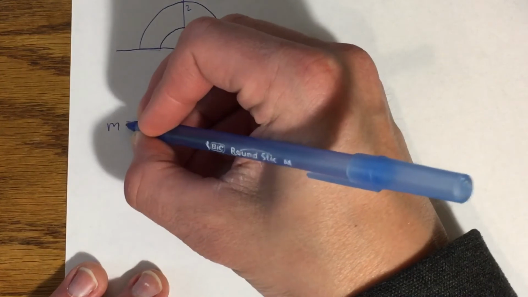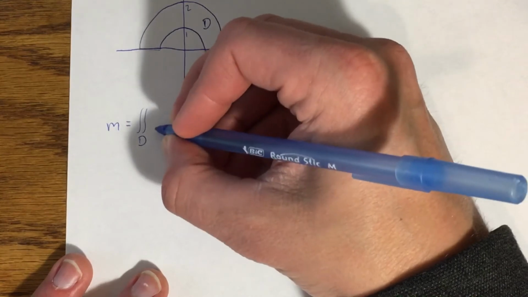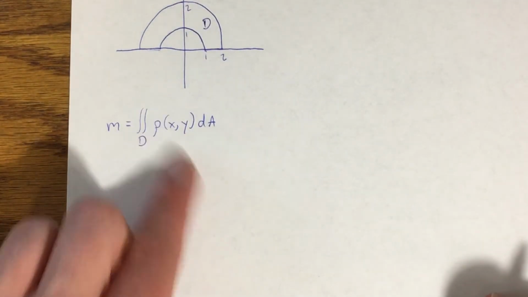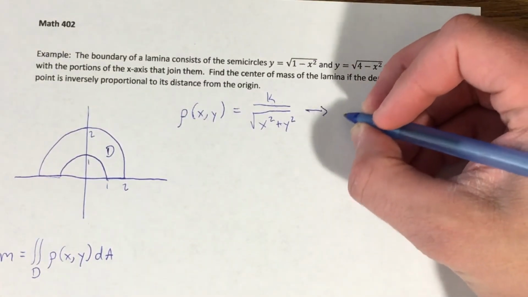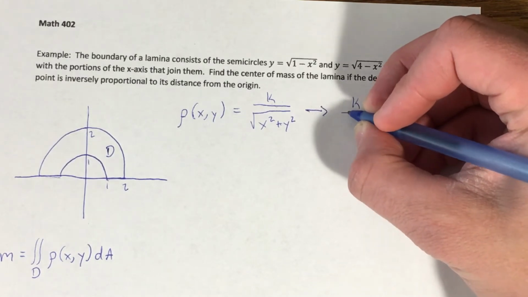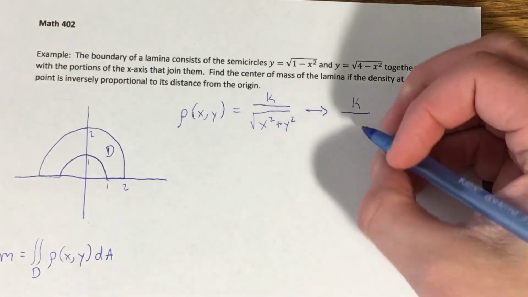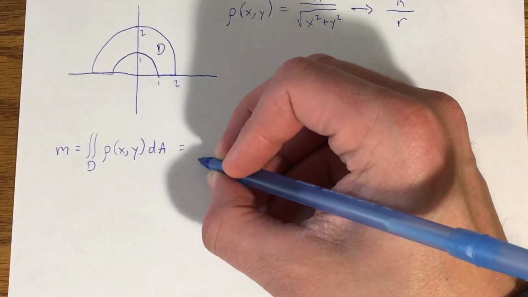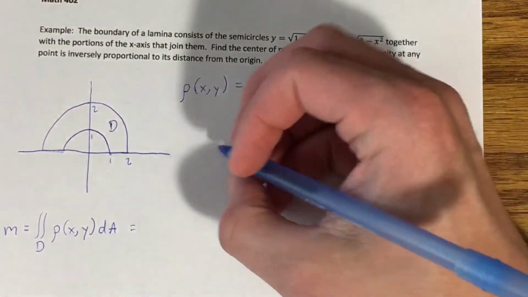So m, the total mass of my lamina, is going to be given by the double integral over D of our density function, dA. Okay, now this density function, I want to convert it into polar coordinates. In polar coordinates, it's going to look like k over, remember, x squared plus y squared gets converted to r squared. The square root of that would just be r. That's much simpler looking. Before we do that, let's describe our region in polar coordinates so I know what my limits of integration should look like.